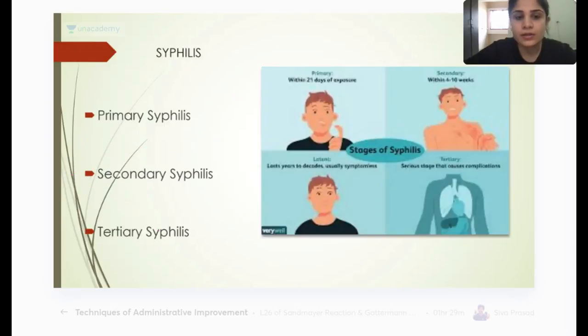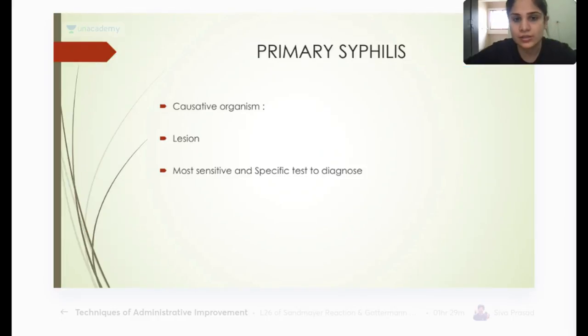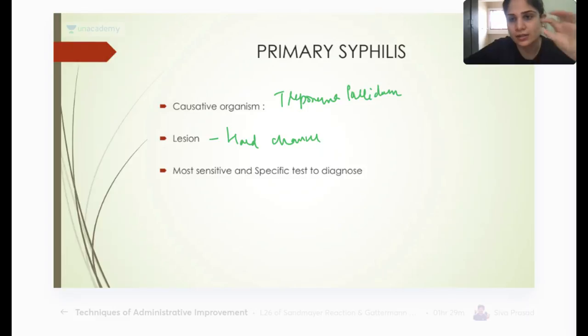Okay, all right. Now a little bit about syphilis: primary, secondary, tertiary. Just tell me what the lesions are. So what is the causative organism? Everyone knows it is Treponema pallidum. In primary syphilis, what is the lesion called? That we also discussed. It is called hard chancre, correct? It is a painless hard lesion present on the genitalia. Now, what is the most sensitive and specific test to diagnose? I always get a lot of different answers in this. So I want to know from you guys, what do you know?